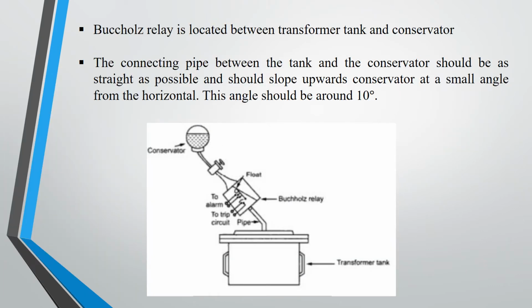Already discussed, Buchholz relay is connected between the transformer tank and the conservator. As you can see in the figure, this is the transformer tank and this is the conservator, and this is our Buchholz relay, which is in between the transformer tank and the conservator. The connecting pipe between the tank and the conservator should be as straight as possible and should slope upwards, as you can see in the figure, at a small angle from the horizontal. Generally, this angle is around 10 degrees.